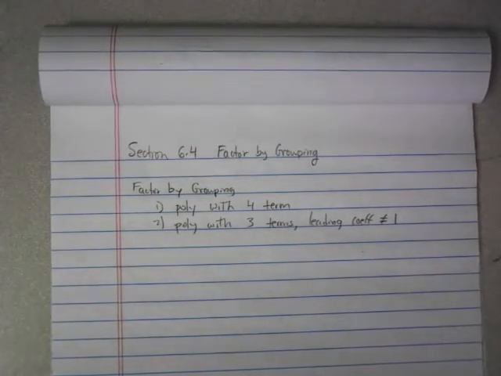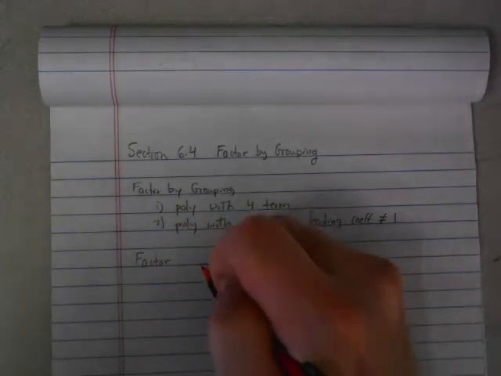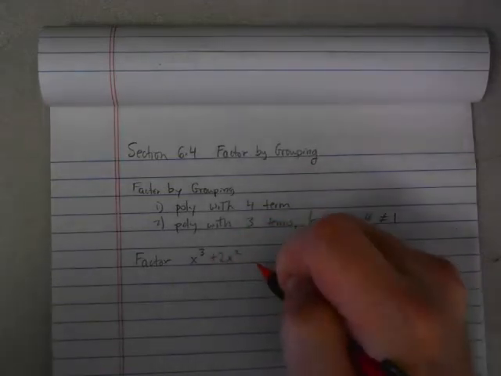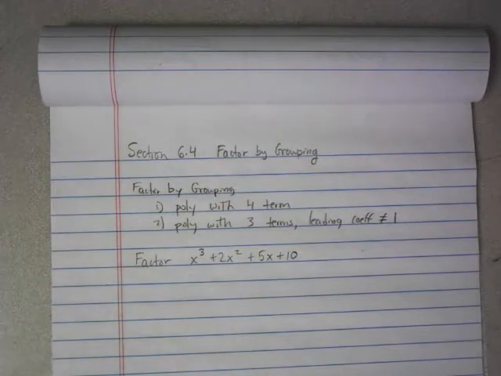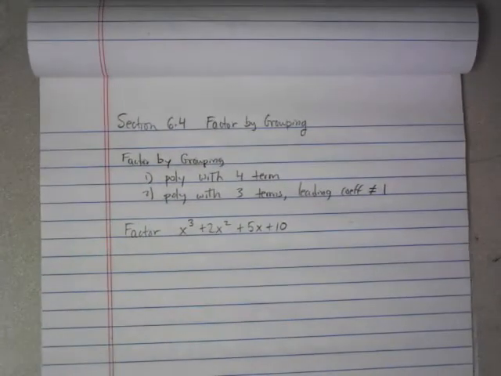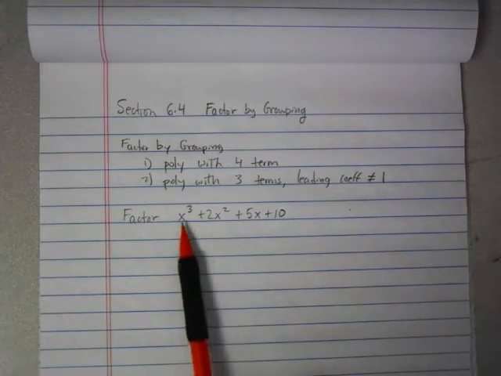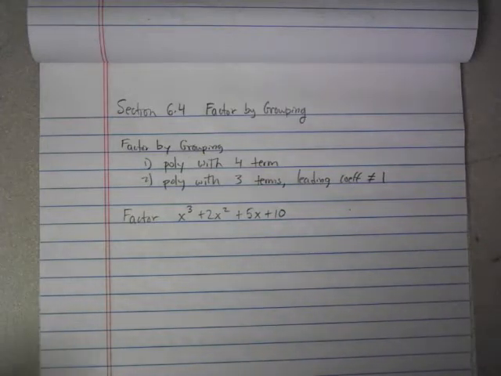Alright, so let's start with the ones with 4 terms. Those are a little easier to understand at first. So the directions will simply say factor, and I might give you x cubed plus 2x squared plus 5x plus 10. Well, the first thing you would do is notice there are 4 terms. And then you should always try taking out a greatest common factor. Unfortunately, there's no common factor here. Some people will try to say x is a common factor, but there's no x down here. So there's no common factor. That's always what I look for first.